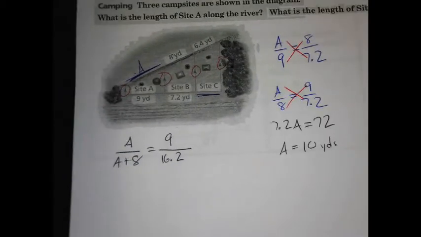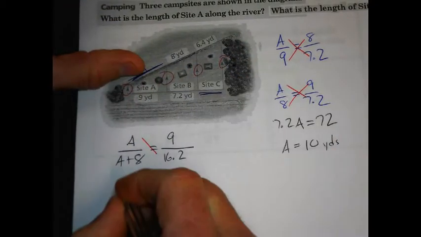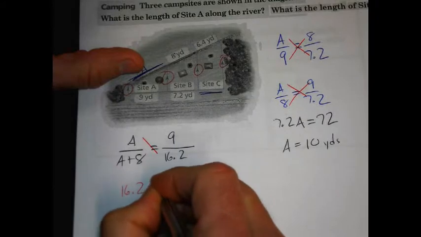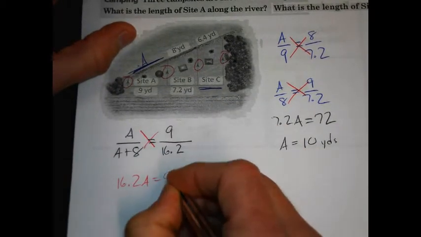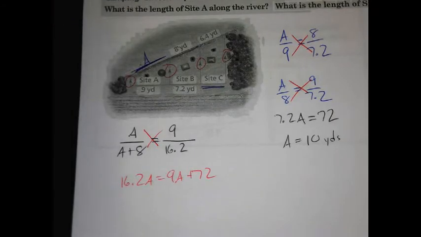And you would say, wait, time out, Mr. Katz, wait. You mean to tell me this is the same thing as this? And I don't know, let's find out. The answer is yes, but let's find out. The product of the extremes, 16.2a, is equal to the product of the means. Okay, so we have 9a plus 72. I'm starting to see that these indeed are equivalent.